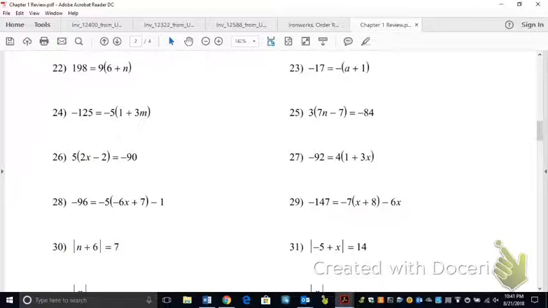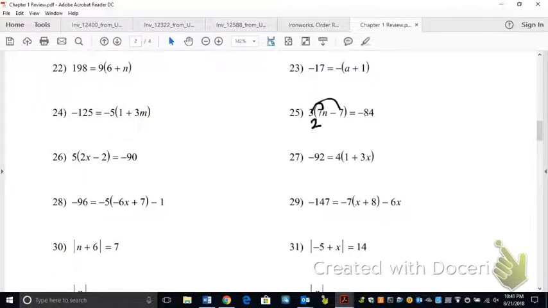So on 25, I want to do this 2 different ways. I just described how you could, on 23, either divide by negative 1 or distribute. So on 25, I'm actually going to do it twice, once with distributing, once with dividing by 3. I'll show you that it doesn't really matter. So we're going to start off with distributing.